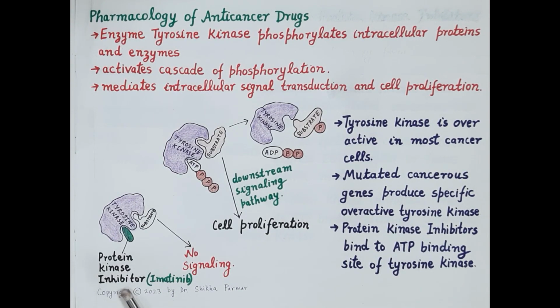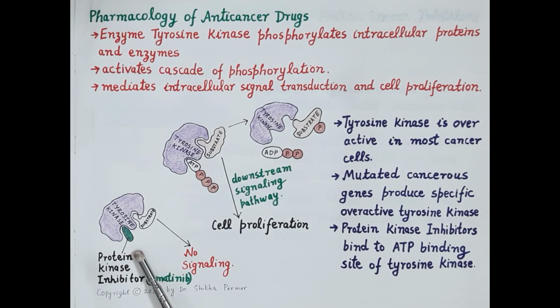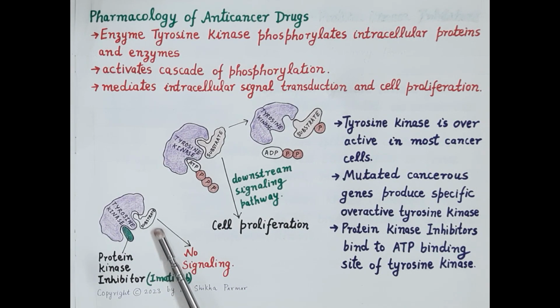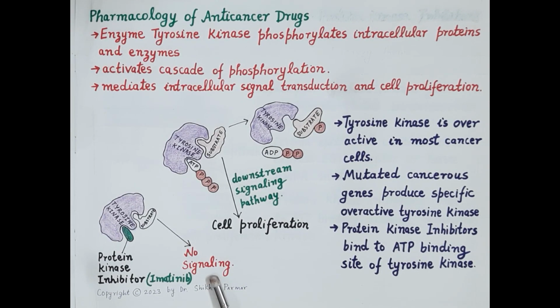Now, protein kinase inhibitors like imatinib bind to the ATP binding site of tyrosine kinase. So, this prevents phosphorylation or activation of the proteins and enzymes. So, this stops the series or cascade of protein phosphorylation, and thus the downstream signaling pathway is blocked, and therefore proliferation of cells also stops. So, this is how the protein kinase inhibitors stop proliferation of cancer cells, and they control the cancer.